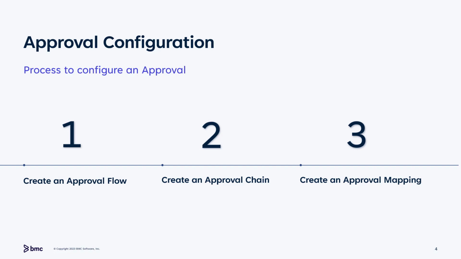As mentioned before, in order to have an approval added to our case, there is a process we need to follow to configure an approval. For this webinar, we will create an approval flow, then we will create an approval chain, and we will create an approval mapping. We will talk about each one of these steps in the following slides.